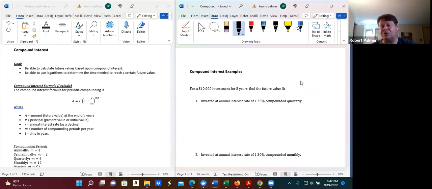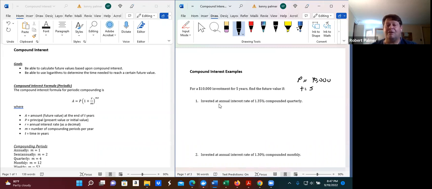So right away, we see in each one of these cases, our P for each case, 1 through 3, is going to be 10,000. And then our T, time, is going to be 5 years. That's going to be the P here in our formula and the T in our formula. Now, let's take a look.